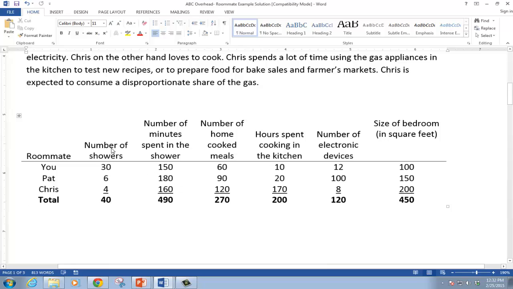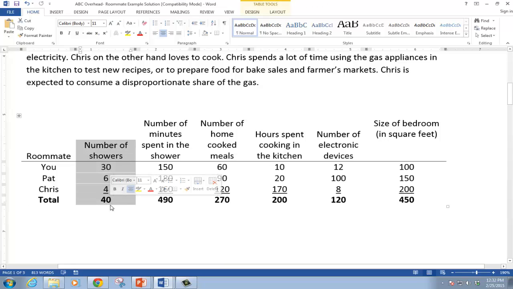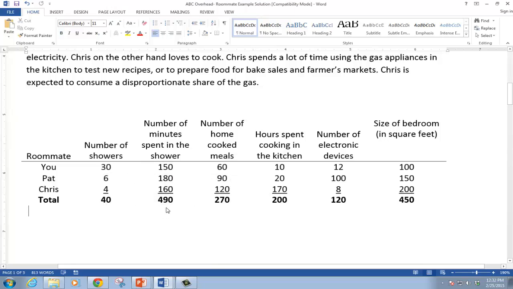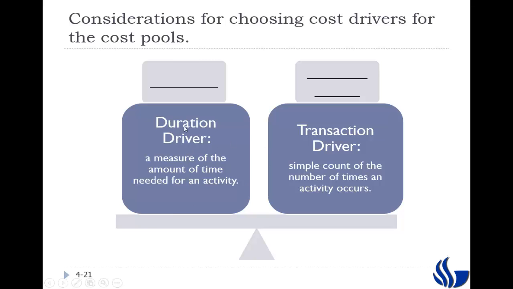Number of showers is a transaction driver. This is a driver or an allocation base that keeps track of how many times you take a shower. Number of minutes spent in the shower is a duration driver. It keeps track of how long you spend doing a particular activity. So we've got duration drivers and transaction drivers, and there are trade-offs that you have to make.